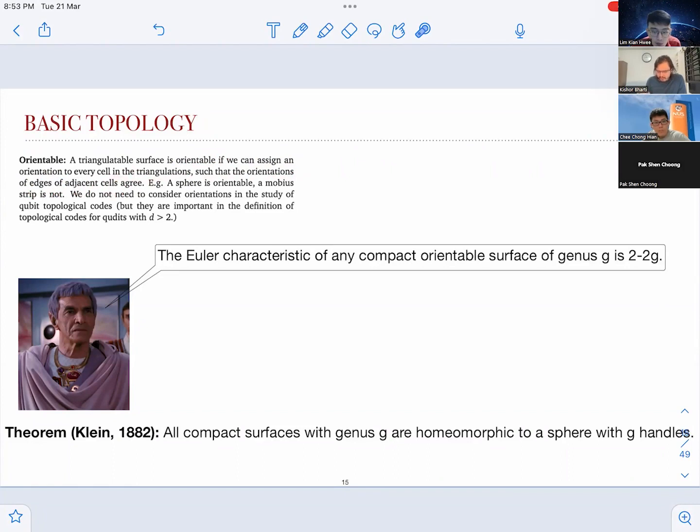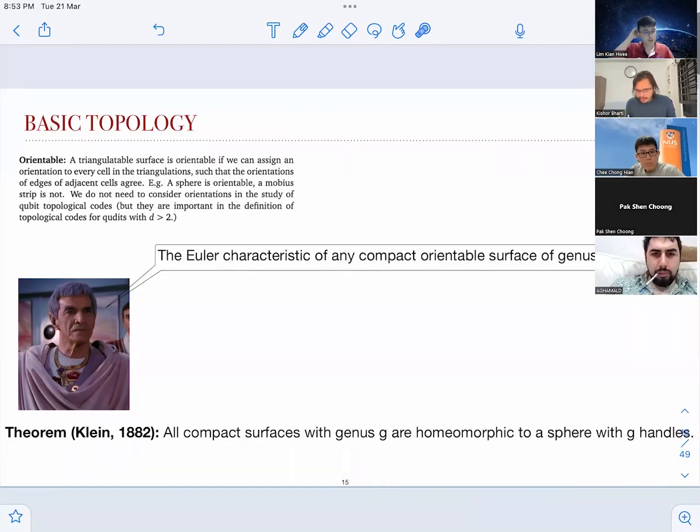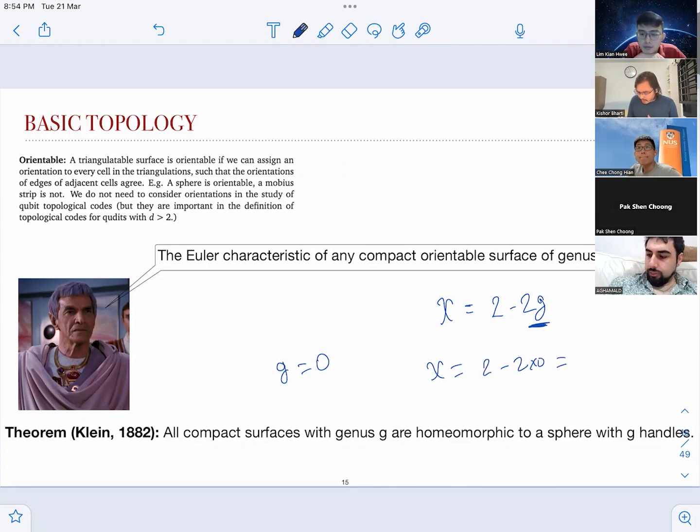Anyway, not very relevant, but the idea is that the Euler characteristic of any compact, closed and bounded, orientable surface of genus G is 2 minus 2G. So this is the very important thing: the Euler characteristic is 2 minus 2G. So G captures how many holes you have. Now for a sphere, there are 0 holes, and you can see that 2 minus 2 times 0 is basically 2 minus 0, equal to 2. So for a sphere we had the Euler characteristic as 2.